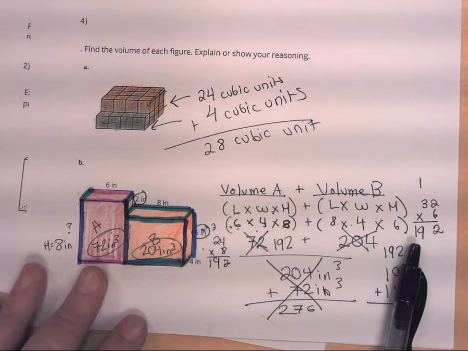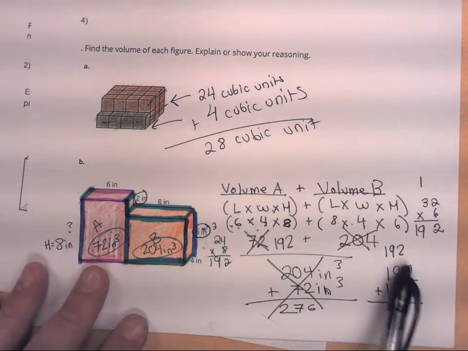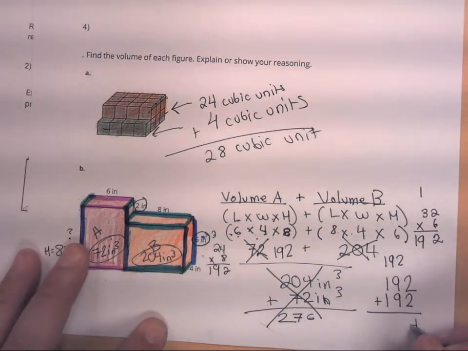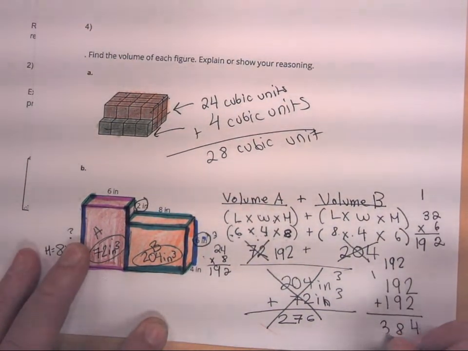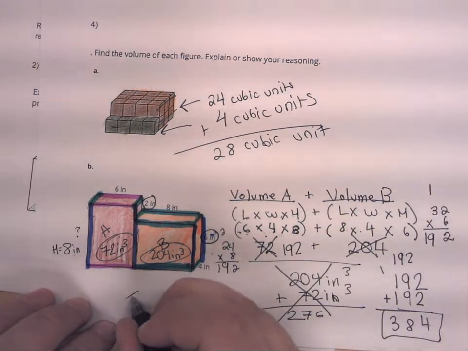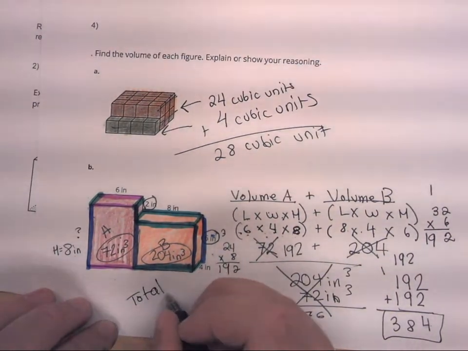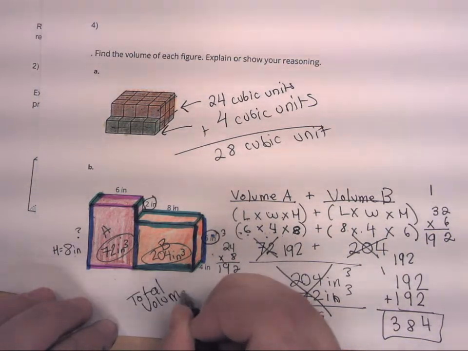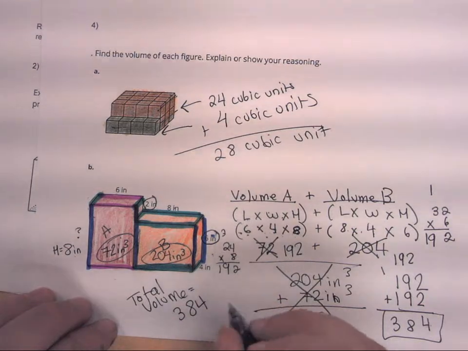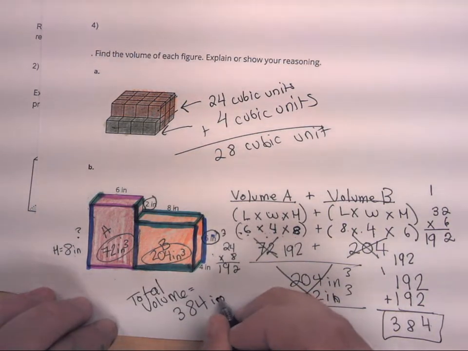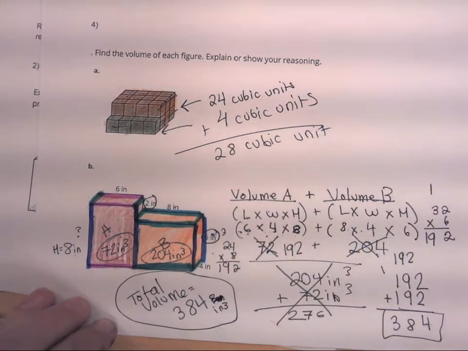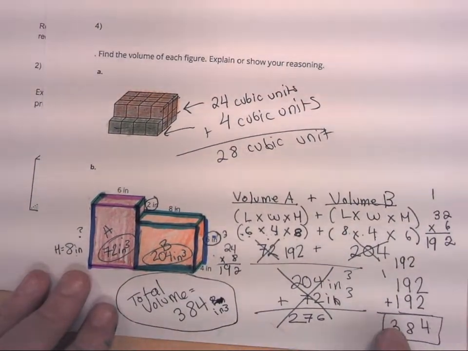So now that I have the 2 correct volumes for A and B, I can add them together. And now I'm confident that I have the correct volume. So the total volume for this composite figure is 318 cubic inches. Okay, so moral of the story is double check your work.